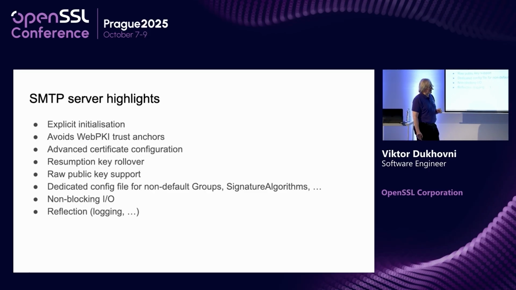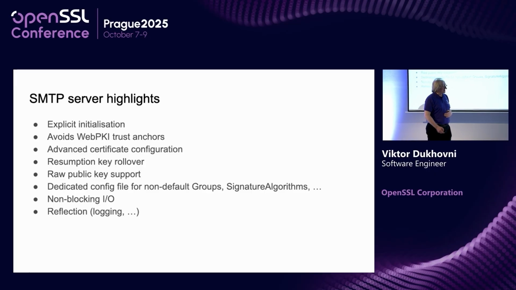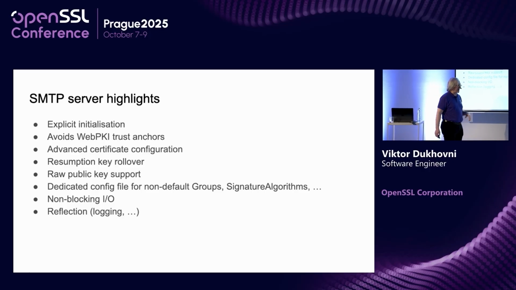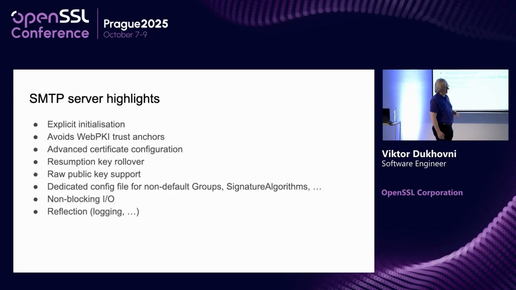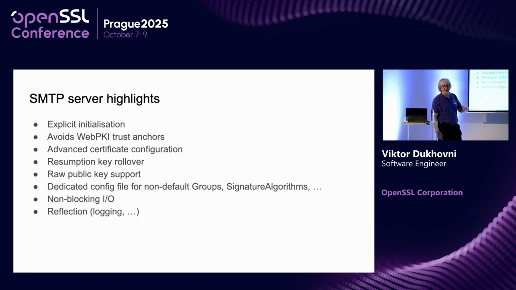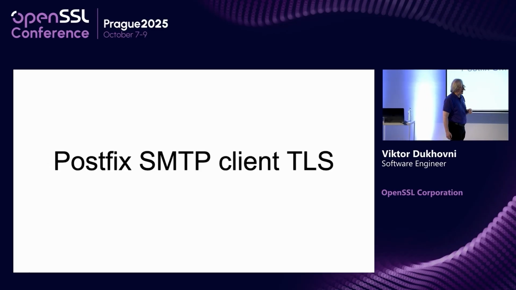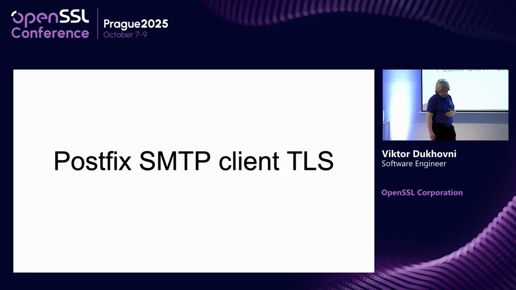Just what's in the server? I only have 3 minutes left. I'm clearly not going to finish this talk. I'm not going to get to the client. So the server does explicit initialization, avoids web PKI trust anchors, right? Lots of fancy stuff about loading certificates, resumption keys, raw public keys, signature algorithms, non-blocking I/O, reflection. That's all the stuff we've talked about. Okay, what can I do in the last 3 minutes?